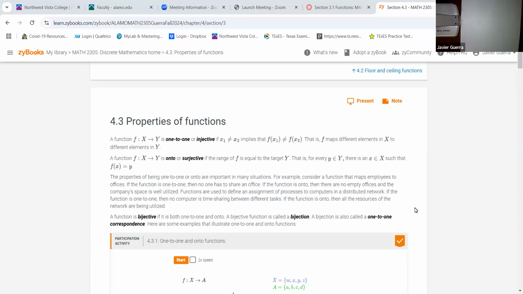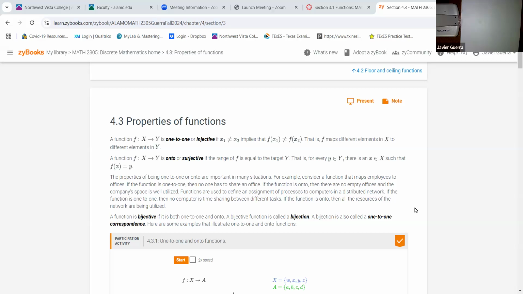Okay, so I'm going to go over properties of functions. Pretty much a function f from the domain X to the target or range Y is considered to be one-to-one, or also called injective, if x1 is not equal to x2, that implies that f of x1 is not equal to f of x2. That is, f maps different elements in X to different elements in Y.